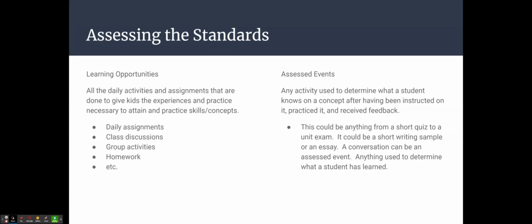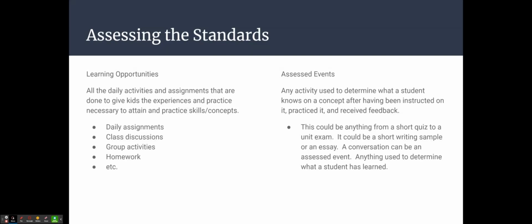When we're talking about an assessed event, that's when we are getting very specific about figuring out what kids know. An assessed event is really then any other activity that's used to determine what a kid knows on a concept after they've had a chance to learn it, practice it, and get feedback on it. So this is a very big, broad category, and there may even be some overlap between the two, depending on when a class discussion happens. It could be an assessed event or it could be a learning opportunity.